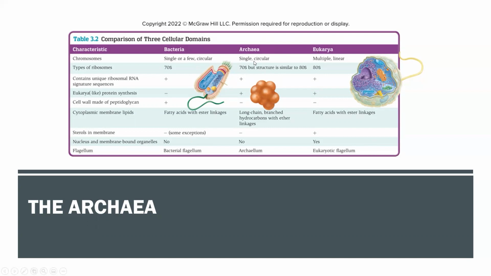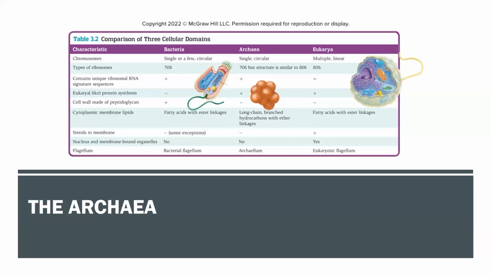Both have circular chromosomes. They can be in bacteria 1, 2, maybe 3. Archaea are only going to have 1. They will have a 70S ribosome, much smaller than the eukarya that you see over here. They will have a unique ribosomal RNA signature sequence here, different across all 3 domains. Archaea is more similar to eukarya in its ability to make proteins, you'll notice, and cell walls are made of peptidoglycan. That is only in bacteria. Archaea will have slightly different cell walls.